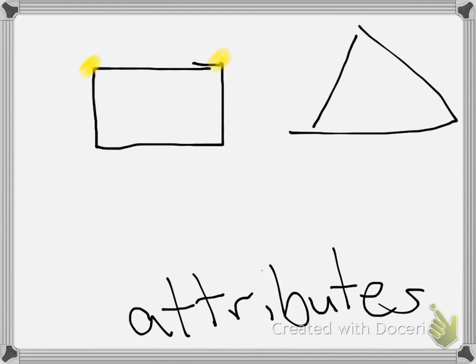Right here, those little points, we have a rectangle and a triangle. Those are your vertices. You don't have to know the actual word vertices, but it's just good little knowledge. Vertices, those are your edges. Here's the part that you have to know.